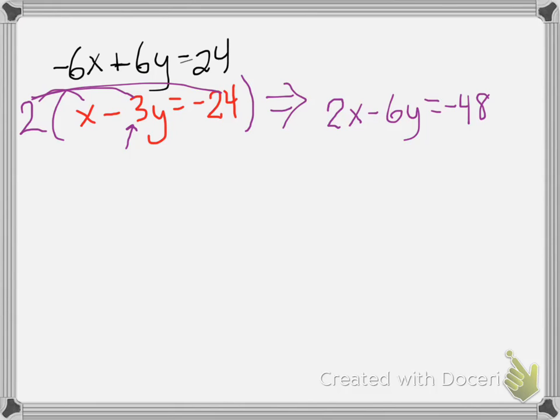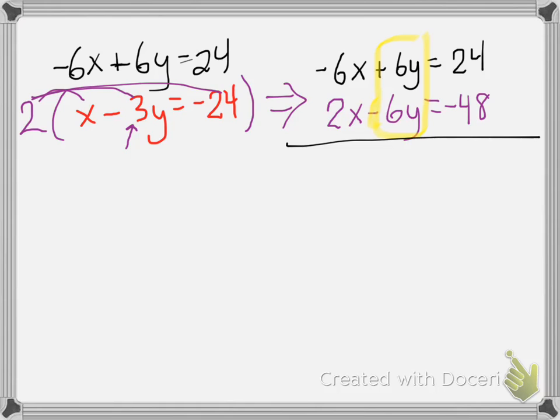And I've got that other equation. And it doesn't have to always be the bottom equation that you change. It can be either equation. Whatever works. It just depends on the numbers. So now, if I look at my y's, that's nice, because now I've got 6y minus 6y. So now I can start my elimination. Eliminate negative 6x plus 2x.